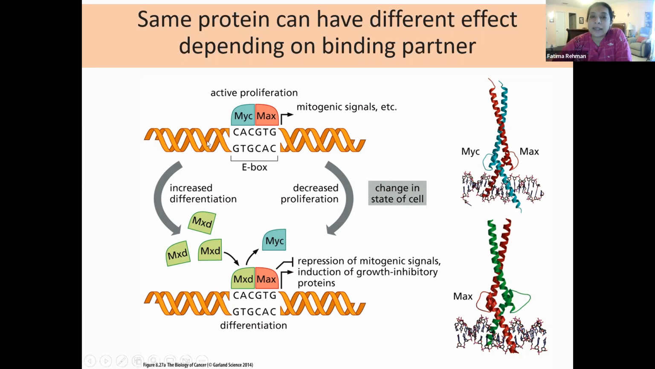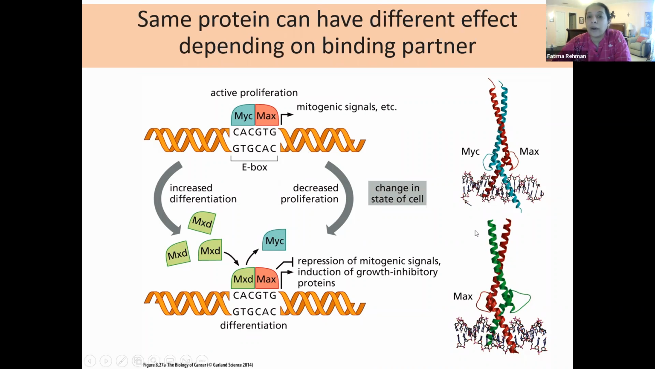So here you have an example of MYC protein. MYC and MAX proteins. MYC is known for activating mitogenic signals and activating proliferation of cells. So when the MYC protein is activated and binds to the MAX in this particular E-box domain, which is its regulatory sequence that it recognizes and binds to, it is going to lead to increased mitogenic signals and increased proliferation of cells.